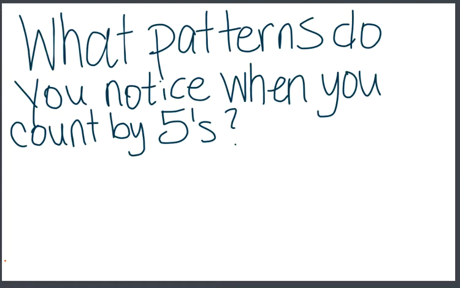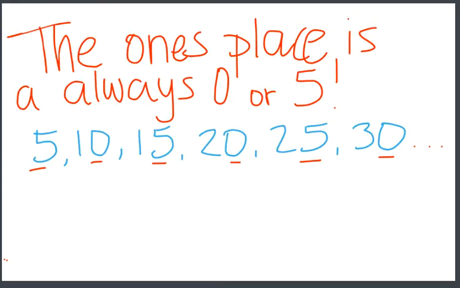What patterns do you notice when you count by fives? The ones place is always a 0 or a 5. You can see that in blue, I wrote down 5, 10, 15, 20, 25, 30, and I underlined in red the ones place. And you can see a pattern. It goes 5, 0, 5, 0, 5, 0. So when you count by fives, every other ones place is 5, 0, 5, 0, 5, 0.